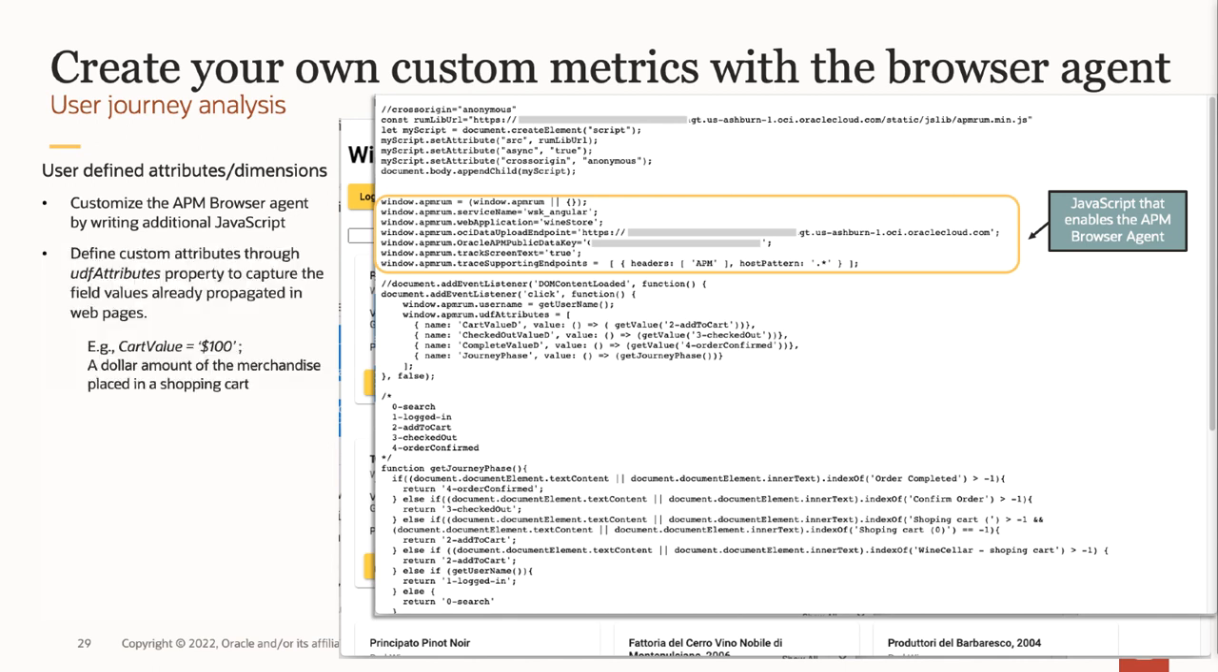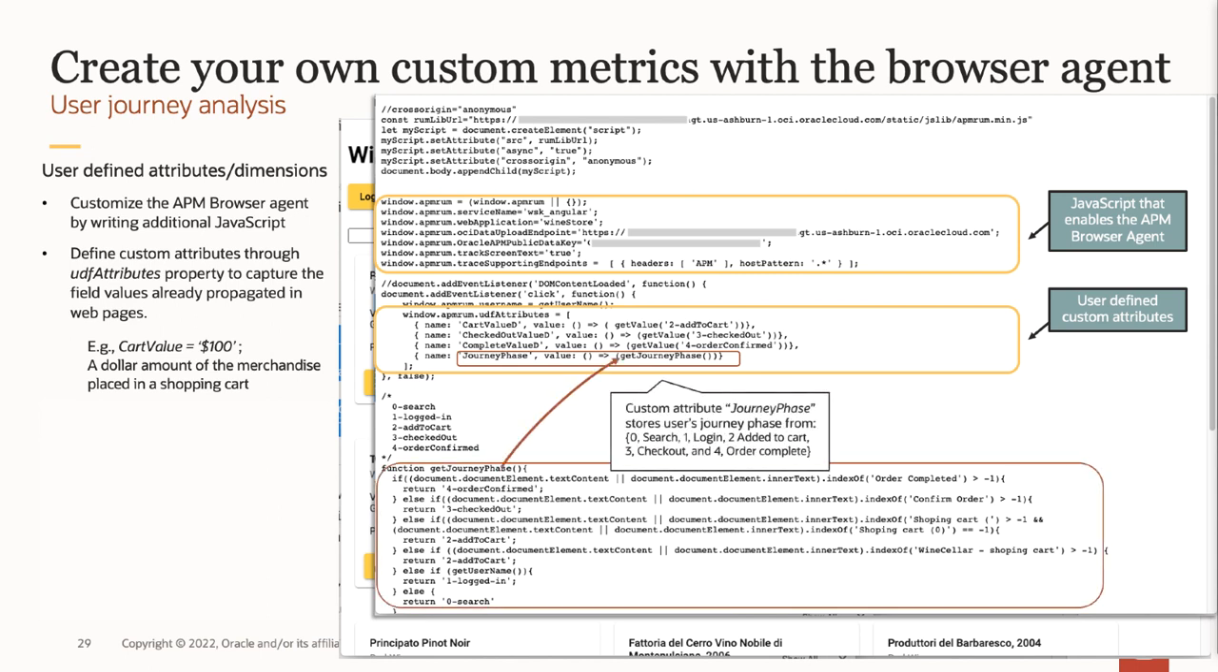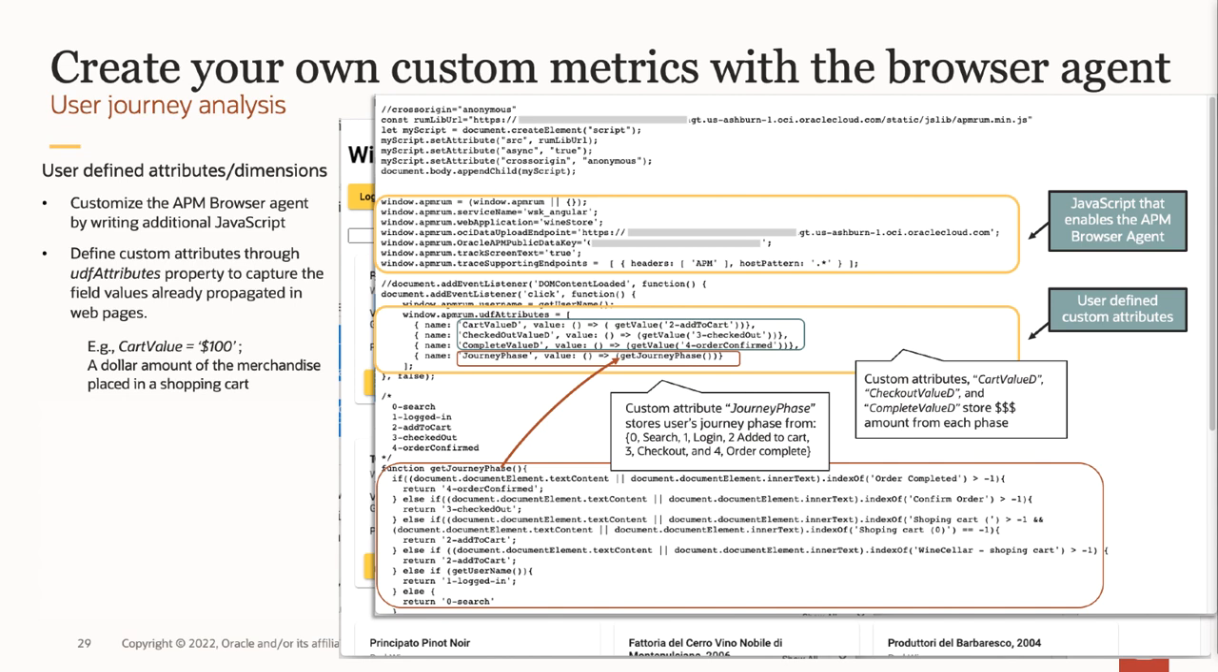Because this is a shopping cart website, the web page already has customers' purchase information, such as the dollar amount of the purchased products. You want to pick up that information too and include it into the span. So here you defined 4 custom attributes. The last one is journey phase. This attribute takes a value from a function call and stores the information of which phase in the user's purchase journey the customer currently is. The values are either search, login, add to cart, checkout, and order complete. The other three attributes, such as cart value, checkout, and complete value, store the dollar amount from each phase.